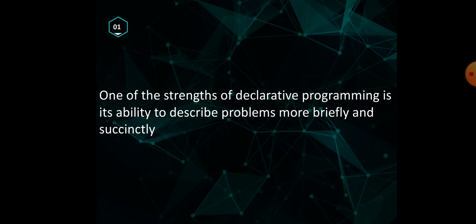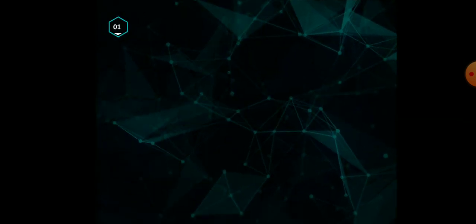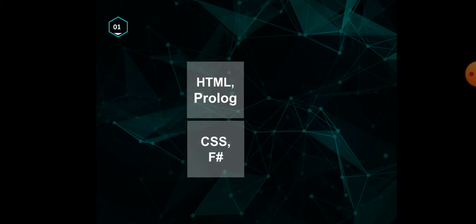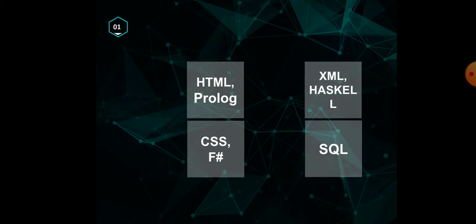One of the strengths of declarative programming is its ability to describe problems more briefly and subtly. These are examples of declarative programming: HTML, Prolog, CSS, F Sharp, XML, Haskell, and SQL.